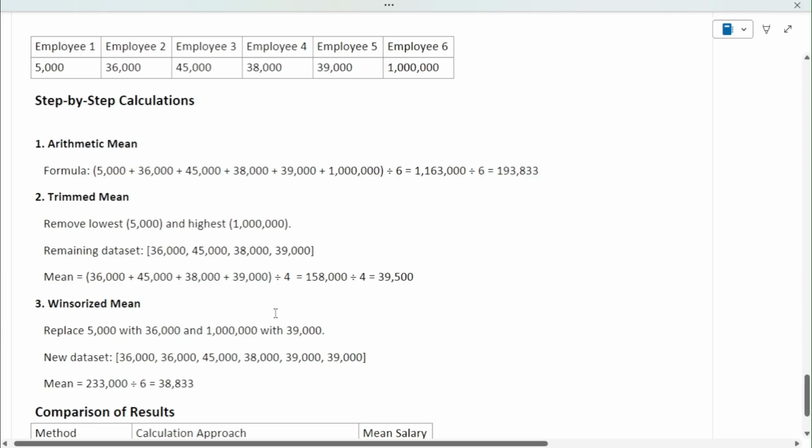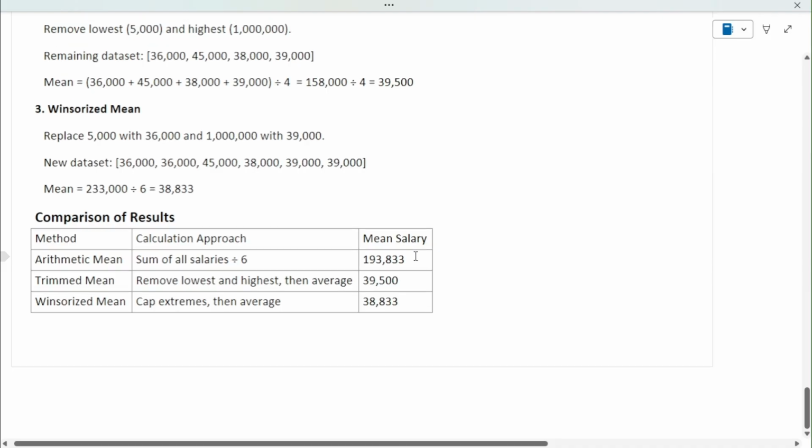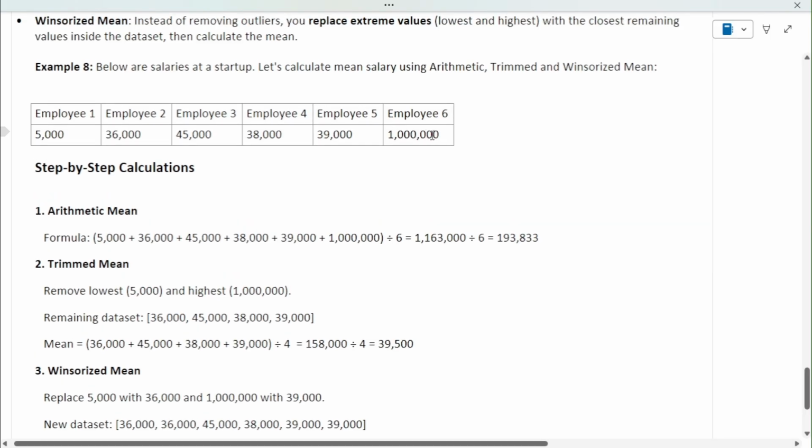With winsorized mean, we are going to replace 5,000 and 1 million with the closest values, which are 36,000 and 39,000. And then we are going to calculate winsorized mean, and it is 38,833. Here in this final table, we are going to see the differences between three methods. And as you can see, trimmed and winsorized mean are pretty close to each other. However, arithmetic mean is very high, which is the result of the outlier of 1 million here.